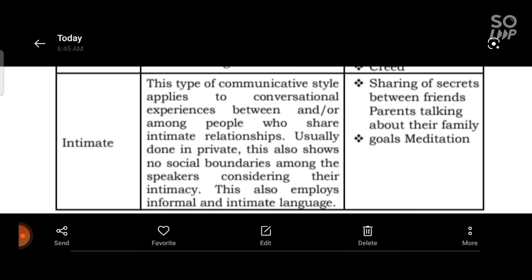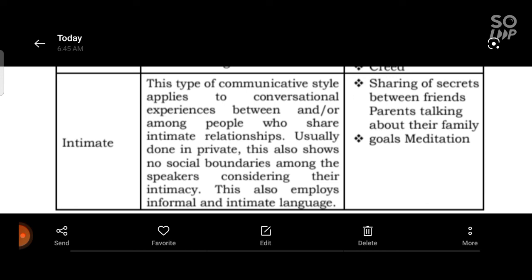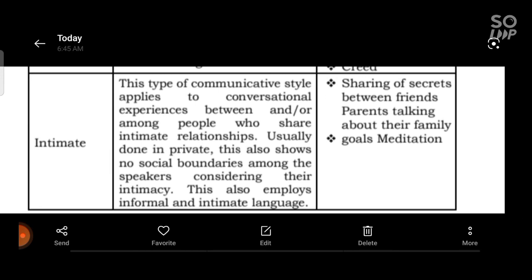And finally, an intimate, where you are very close to each other, no, there is no boundaries. So again, you are talking about a secret to your parents and also your special someone. So we're done with the different types of communicative style.